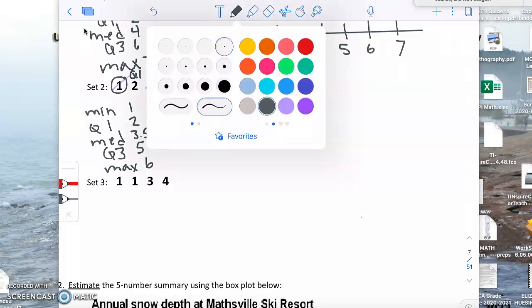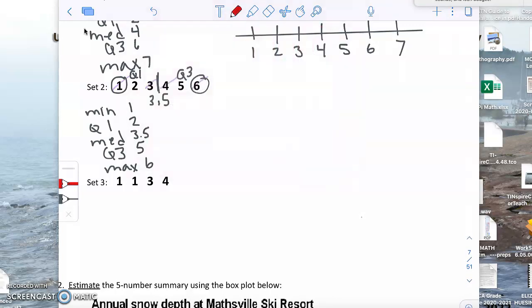So I could draw that same one, and I could draw it right below this. So I have our minimum, Q1 with a line, 3.5, 5, and 6. And we have our box plot.